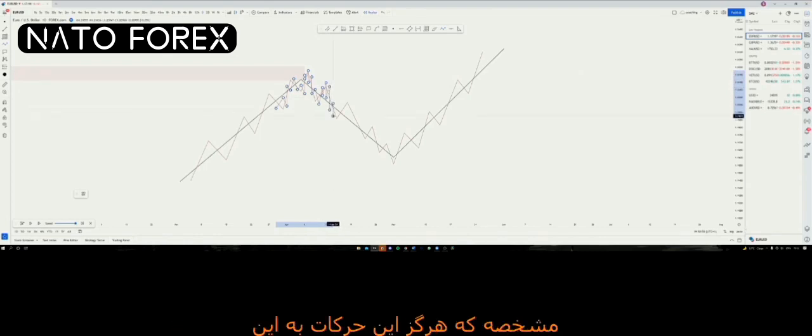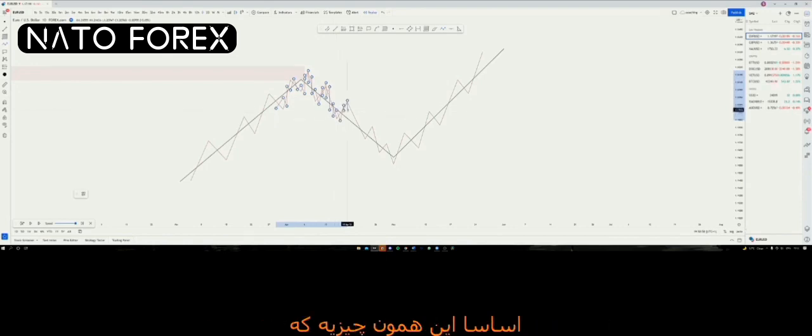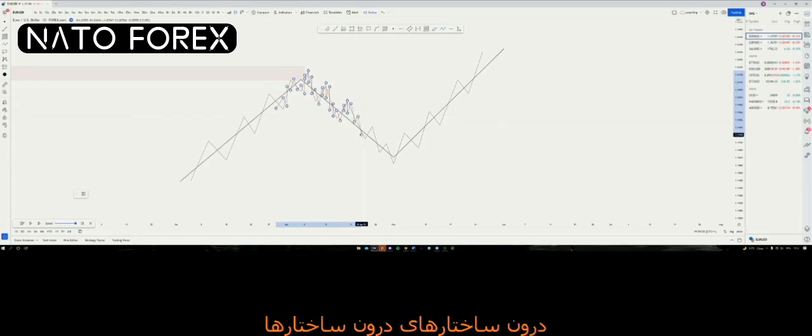Obviously it's never as clear and simple as you can make it on the line graph, but yeah, you get the idea, right? This is essentially what we're looking at, all these structures within structures within structures, and that gives us our overall narrative and basis for most of our trades, right?